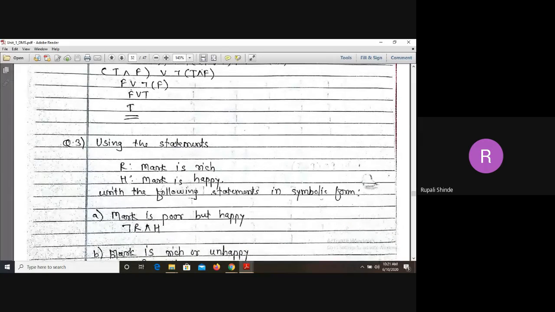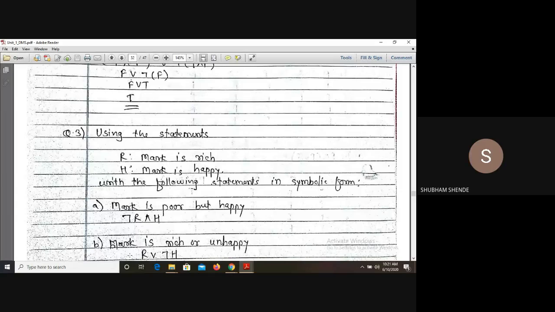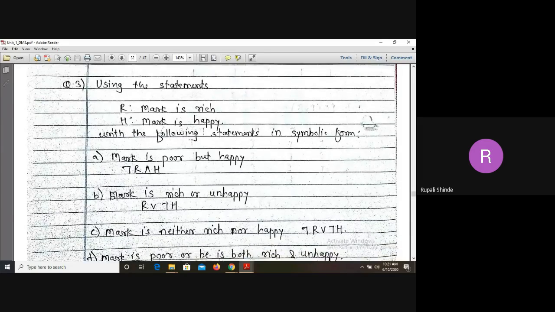Now second one, Mark is rich or unhappy. How can we convert this one? R or negation of H. Third one, Mark is neither rich nor happy: negation of R and negation of H.